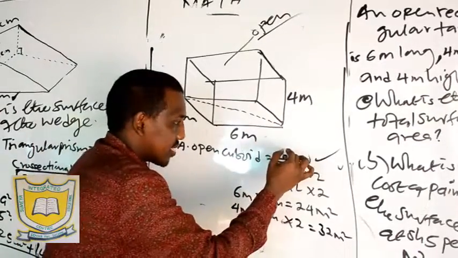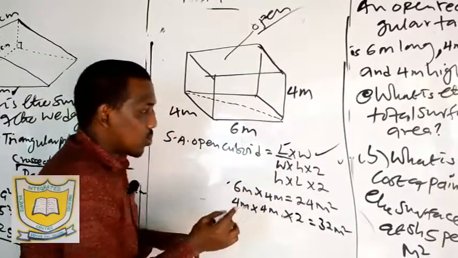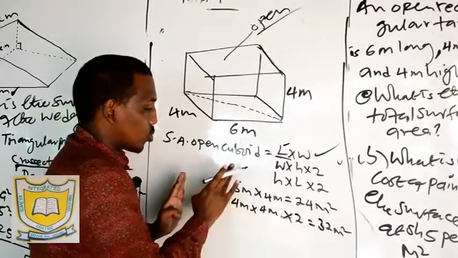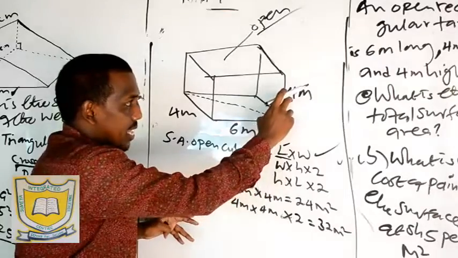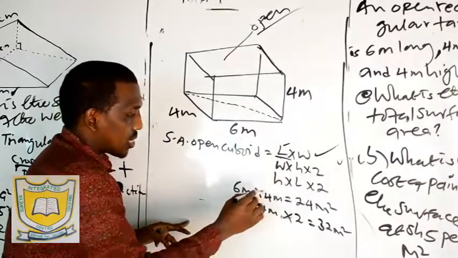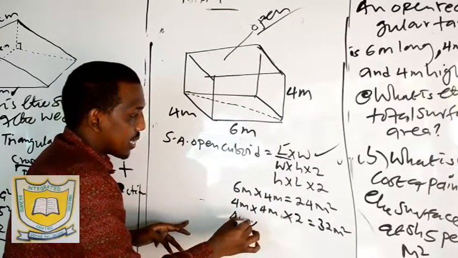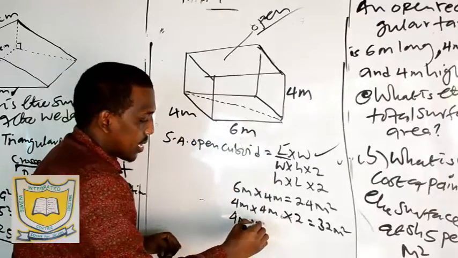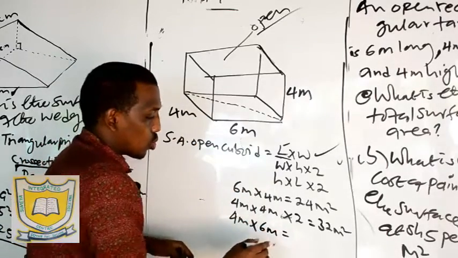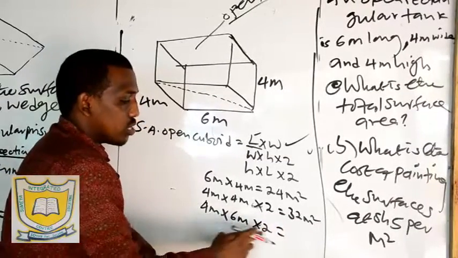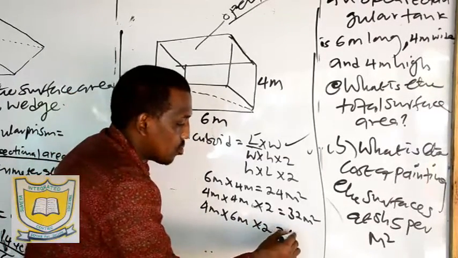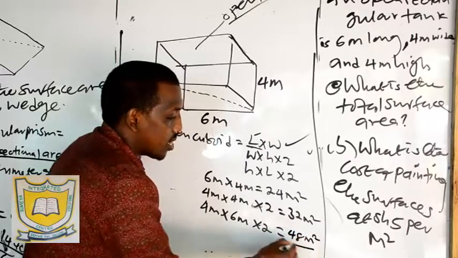What is remaining now? The length has started, the width has started, so what is remaining is the height. Height also wants its share. The height is now 4 meters, times the length, 6 meters, times 2 also, which is equal to 24 times 2, which is 48 meters squared.